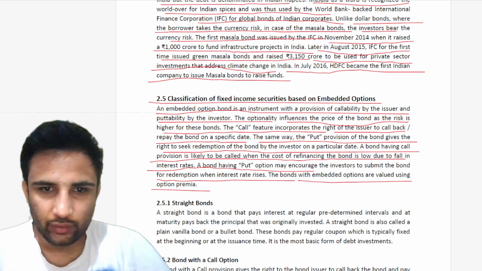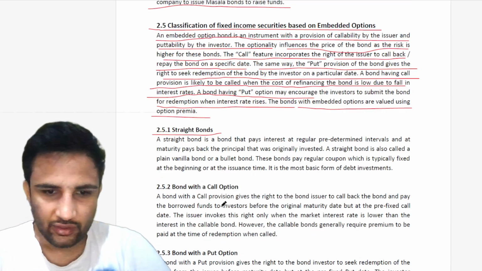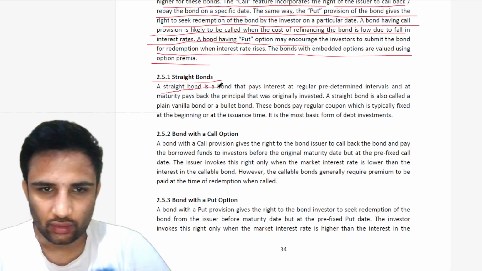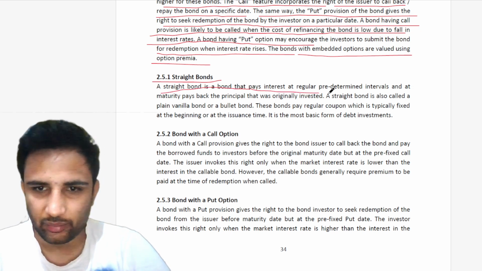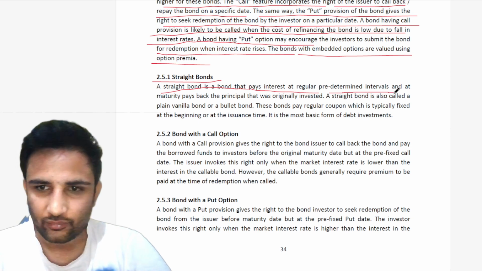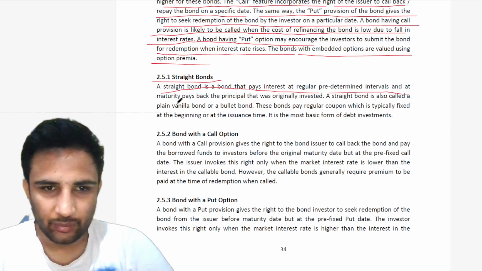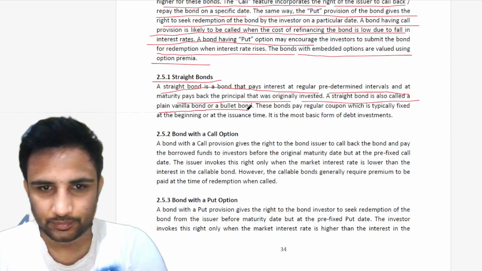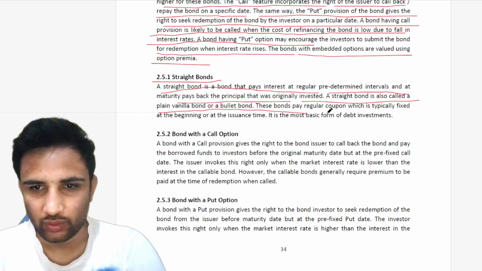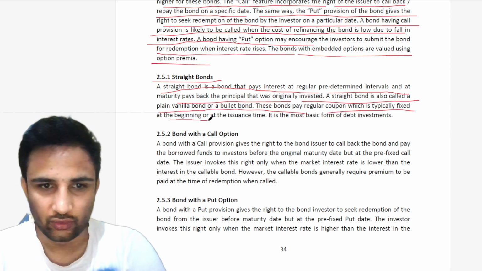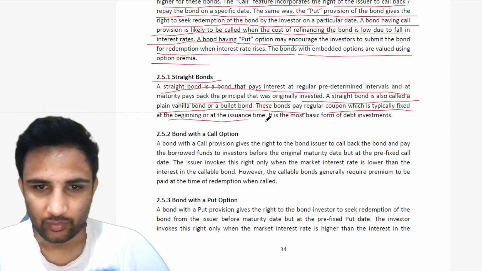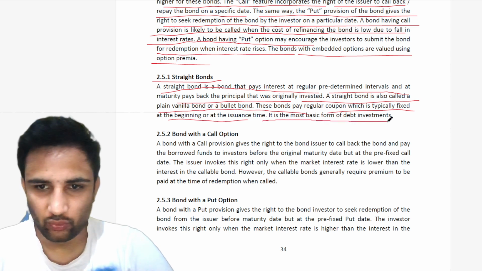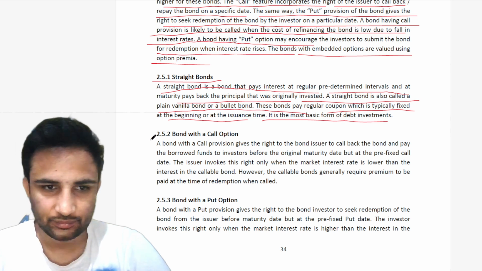Chapter 2.5.1 Straight Bonds. A straight bond is a bond that pays interest at regular predetermined intervals and at maturity pays back the principal that was originally invested. A straight bond is also called a plain vanilla bond or bullet bond. These bonds pay a regular coupon, which is typically fixed at the beginning or at the issuance time. It is the most basic form of debt investment.